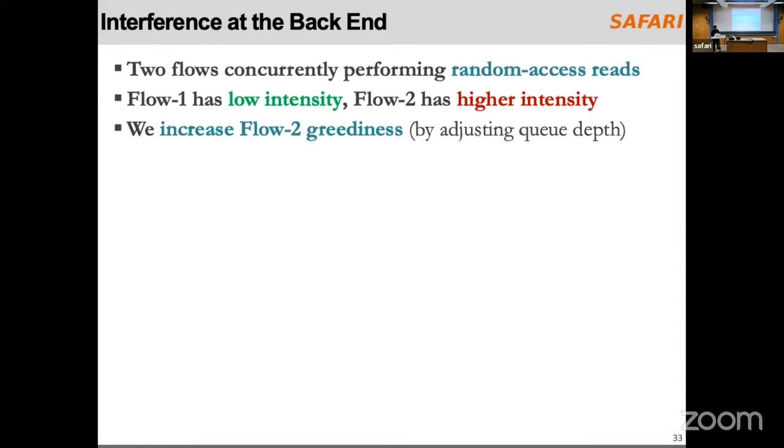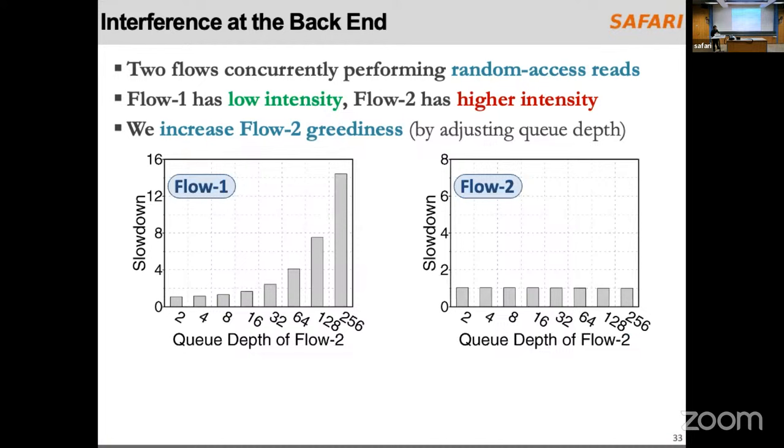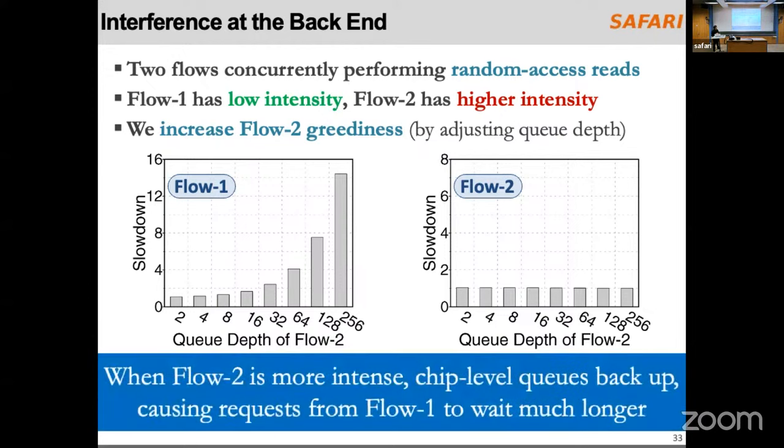The last characterization that we do is to look at the backend and how interference is affecting it. We have two flows which concurrently perform random access reads, and flow one has low intensity and flow two has high intensity. We increase flow two's greediness, which means increasing the queue depth and the write intensity. Here we see that when we increase the queue depth of flow two, the slowdown occurs for flow one in a more rapid way. This means that when flow two is more intense, the chip level queues, which I showed are stored in the DRAM, grow deeper, so more and more commands get queued up in these chip level queues. This causes more requests from flow one to wait for much longer. This is another behavior that we can accurately capture in MQSim.